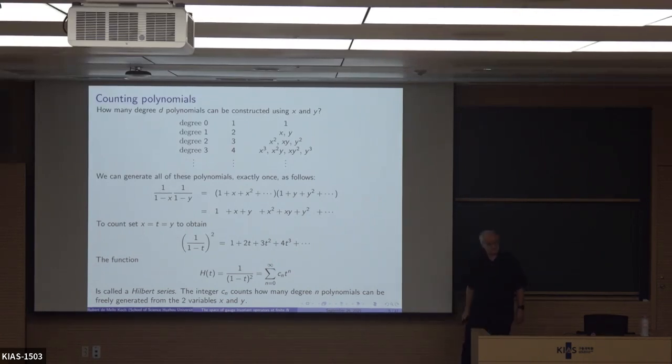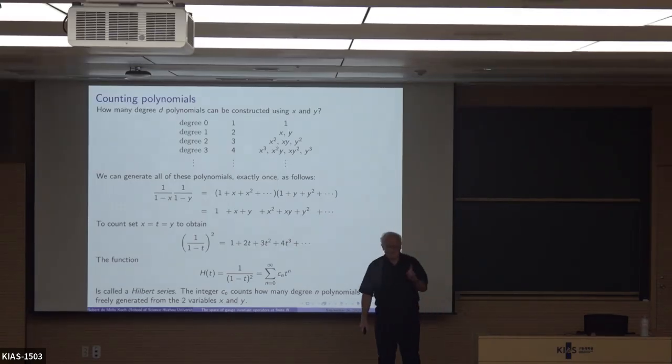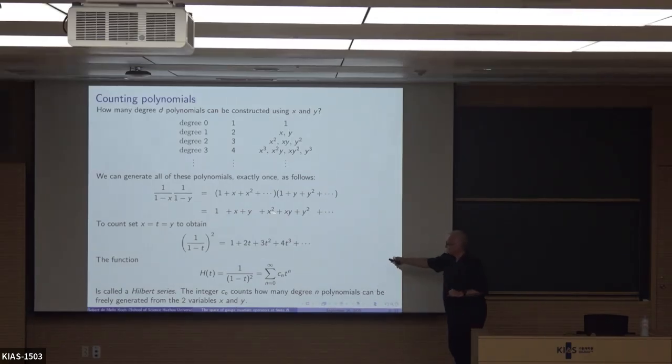How can I do that counting? Well, here's a trick. Take 1 over 1 minus x times 1 over 1 minus y, expand both of those factors out, and then multiply the brackets as you would usually multiply brackets. And what you notice is, in this product over here, you've generated all of the polynomials that appear on this list, and you're generating each of them with a coefficient of 1.